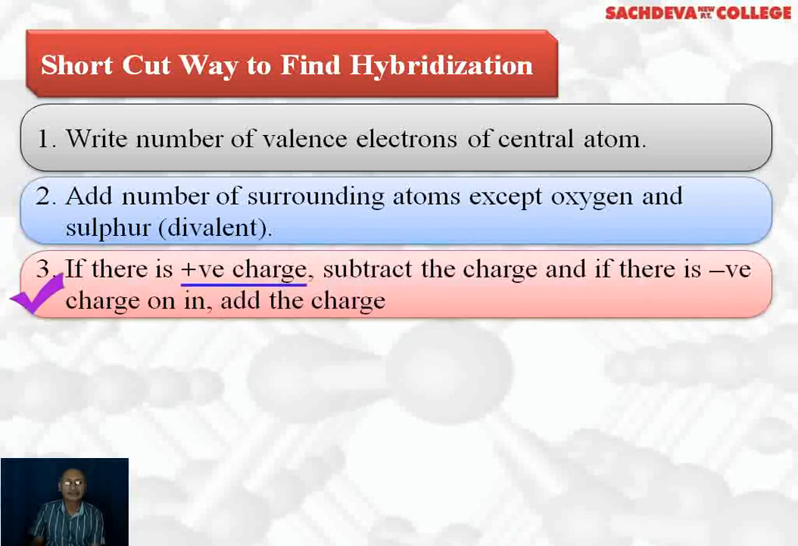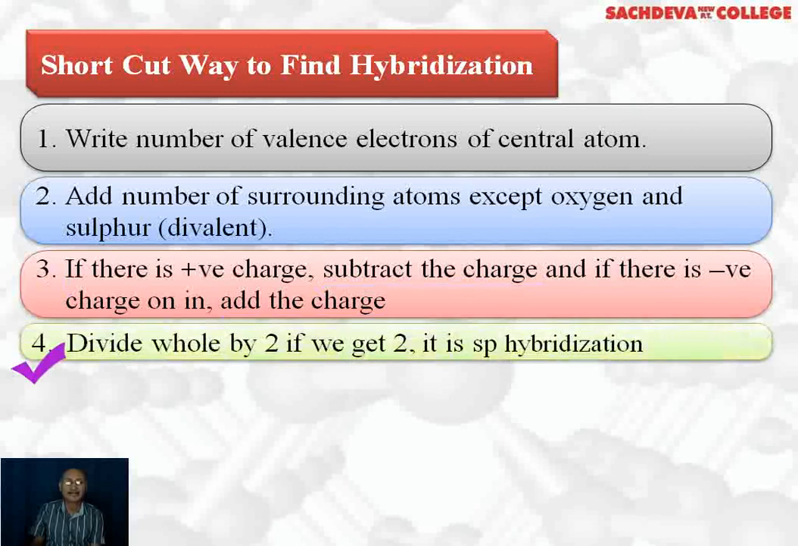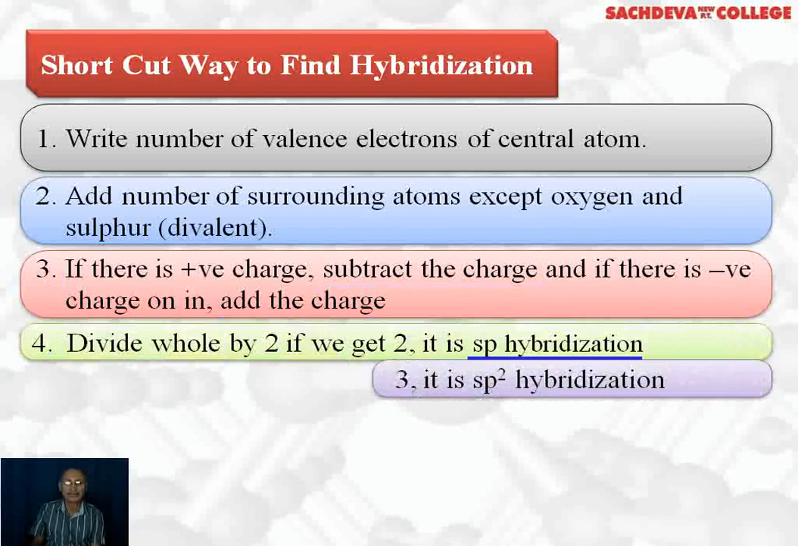In the case of a positively charged ion, you have to subtract the charge. And if there is a negative charge on the ion, we have to add the charge. Divide the whole by 2. Now, if we get 2, it is sp hybridization.